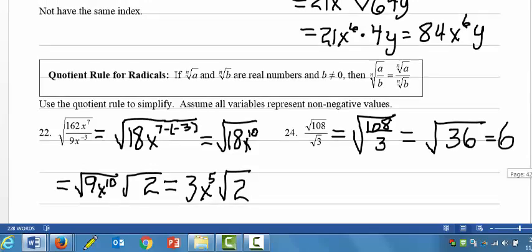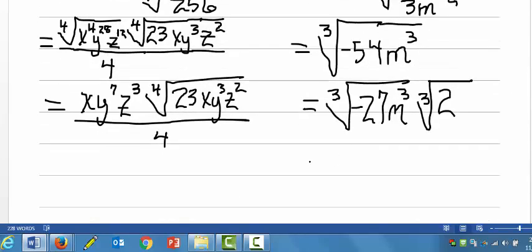And so this simplifies to negative 3m: cube root of negative 27 is negative 3, cube root of m cubed is m, and that gets multiplied times the cube root of 2.